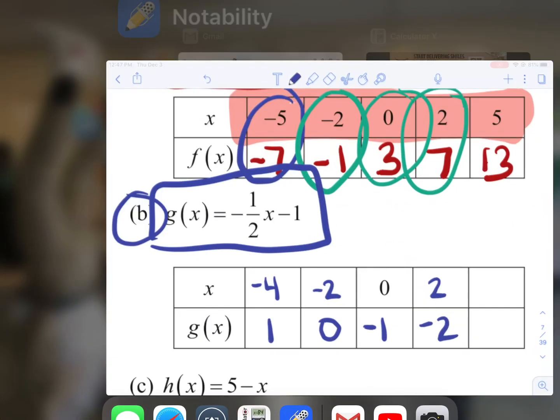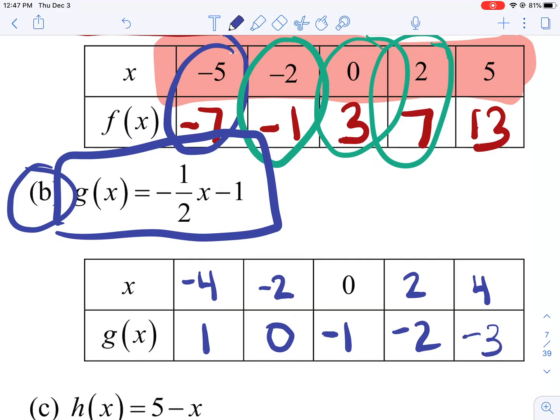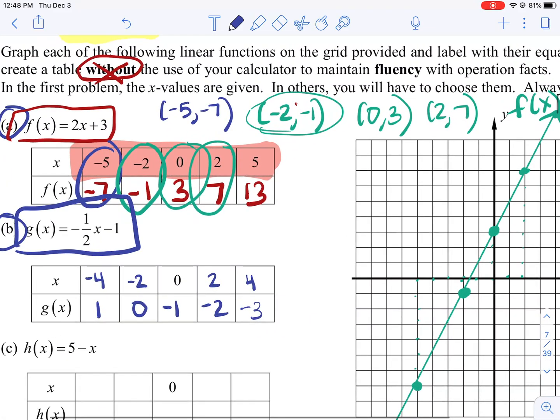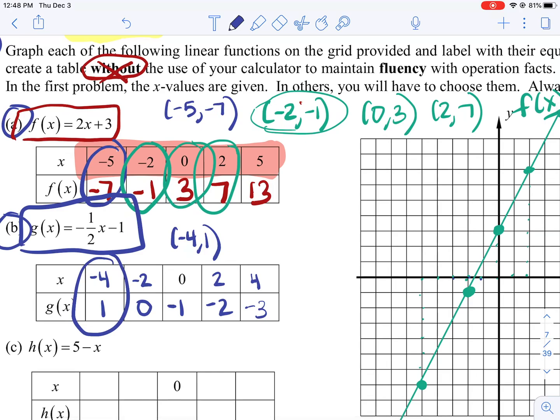And 4 goes to -3. Okay, so now we have our table filled in. So let's plot those points. Our first point here is going to be -4, 1. So 1, 2, 3, 4, 1.